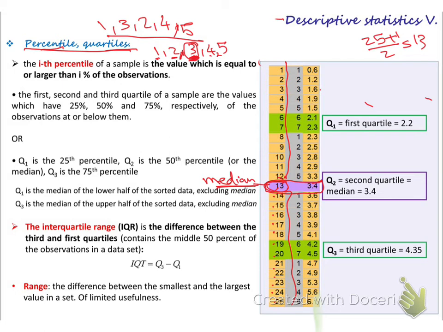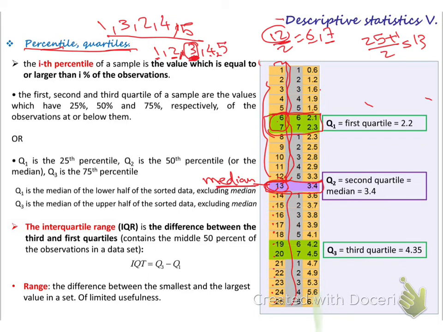Then I come to the 12 items before it, and I find the median of those 12. How can I get the median of an even number? 12 divided by 2 equals 6, so it will be 6 and 7. Because it is an even number, two items will form the median: item number 6 and item number 7.